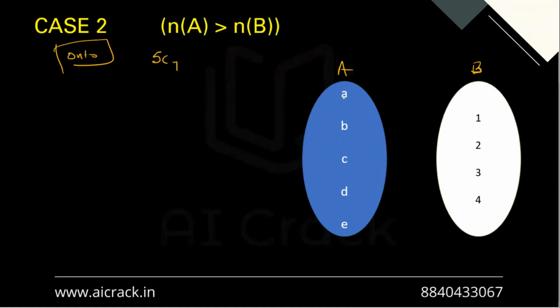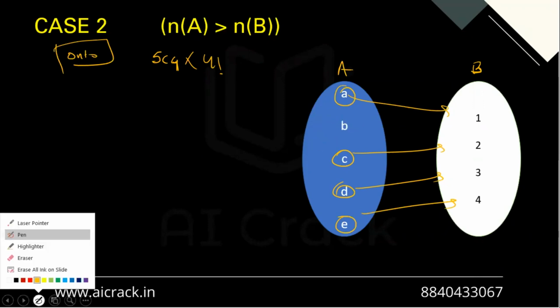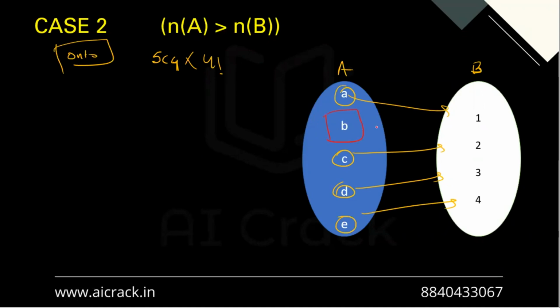Basically, I'm selecting any 4 elements from set A. Let's say this, and this. So I've selected 5C4 in this manner, and I'll do 4 factorial to map them in this manner, right? In 4 factorial ways, and this one left behind can be clubbed with anyone. So again, it has 4 choices, so times 4. That might give me the answer, but that is an incorrect way to solve it. Why? Let me show you how.